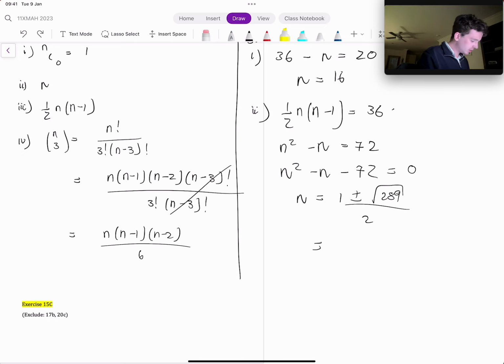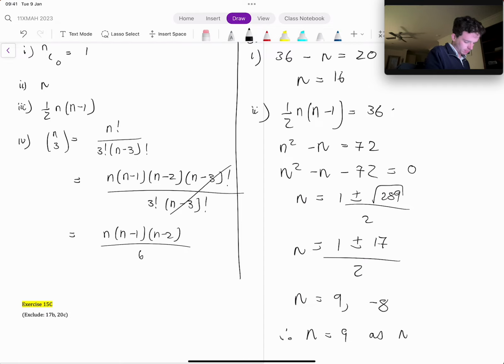So 1 plus the square root of 289 is 17. So 1 plus or minus 17 on 2 is equal to n. So n is equal to 1 plus 17 on 2, which is 9, or n is equal to minus 8. So therefore, n equals 9 as n must belong to the positive integers, or n is greater than 0.